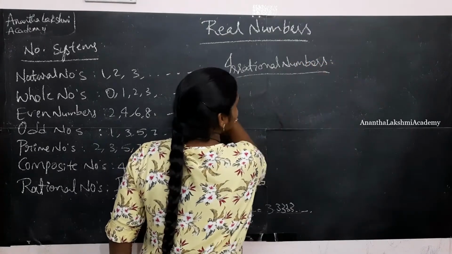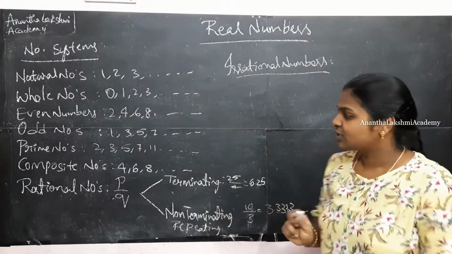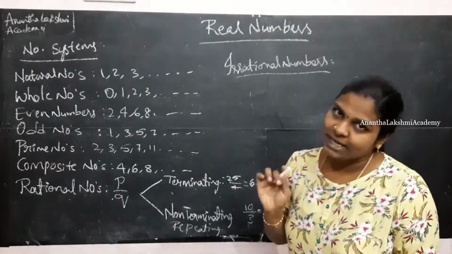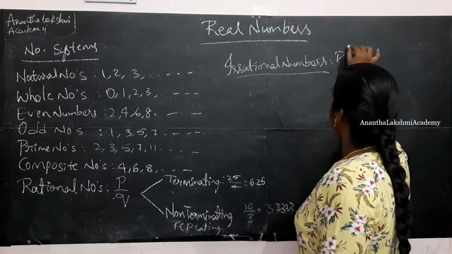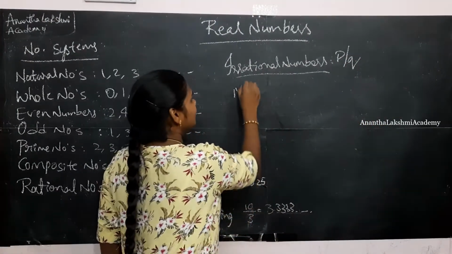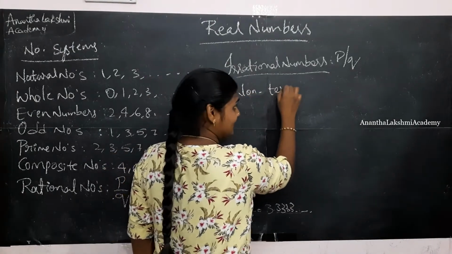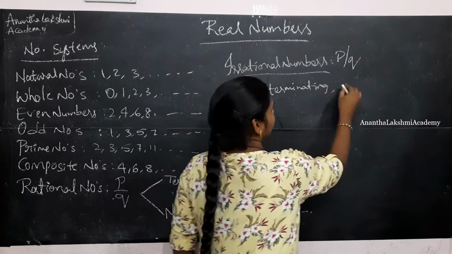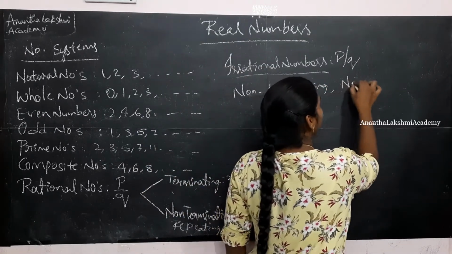They are named as irrational numbers. So what are irrational numbers? They are also fractions which can be expressed in the form of p by q, but they are non-terminating. They don't end, and they don't even repeat. Non-terminating and non-repeating.